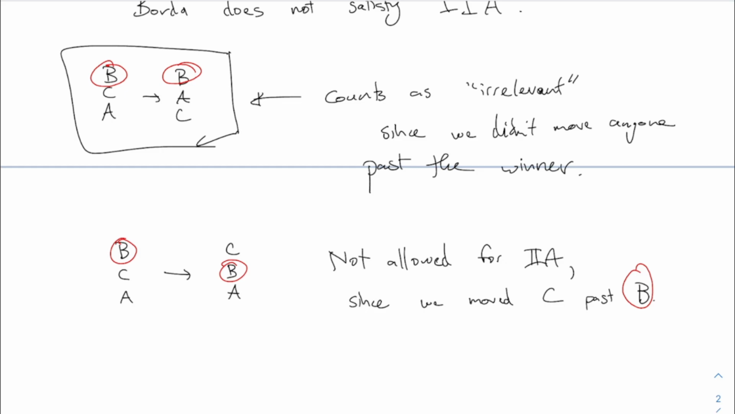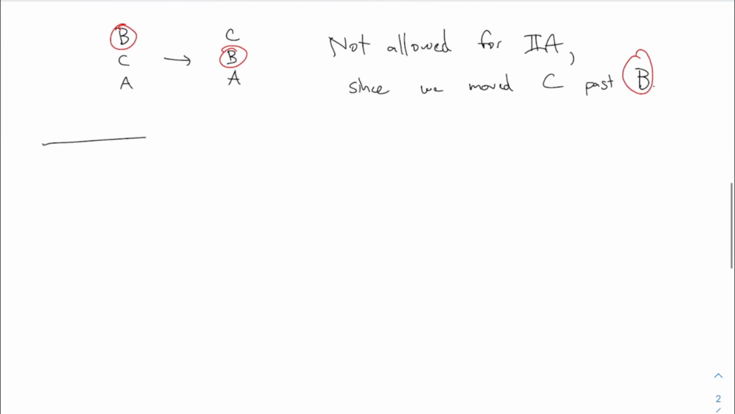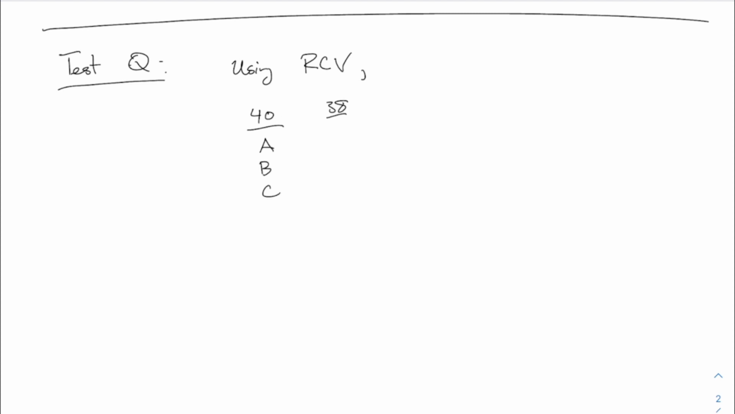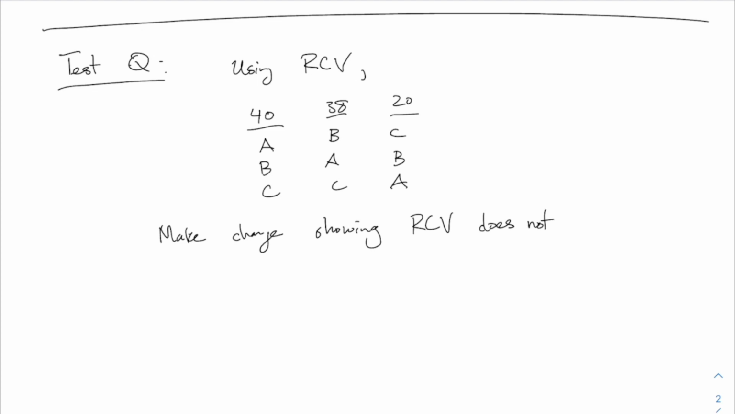I thought it might be fun to try together to do the question that was on the test. See if we can make some better sense of it this time around. Like I said, some people actually got it right, which is great. So this was our test question about IIA. It said using the ranked choice, if this is my election, 40 people said ABC, 38 people said BAC, and 20 people said CBA. All right? Using the ranked choice, your job is to make a change showing that the ranked choice does not satisfy the IIA.